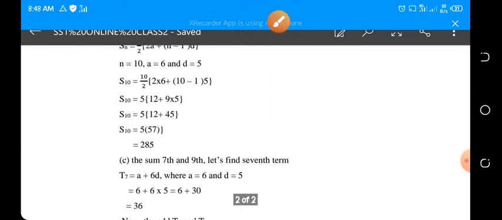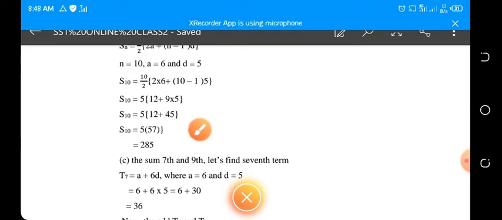The third question says, find the sum of the 7th and 9th terms. And note, the sum of the 7th and 9th terms is different from the second question. The second question says find the first 10 terms. It means that you are going to add first term, second term, third term, fourth term, fifth term to the 10th term. But this one just says find the sum of the 7th and 9th terms. What you need to do is to find the nth term of 7 and the nth term of 9. That is T7 and T9.